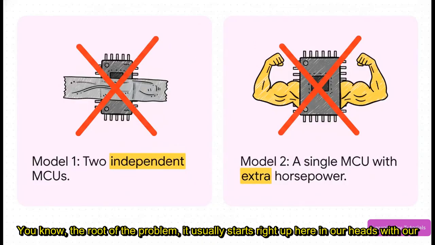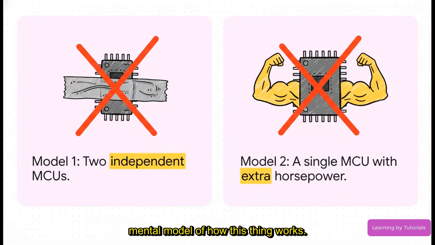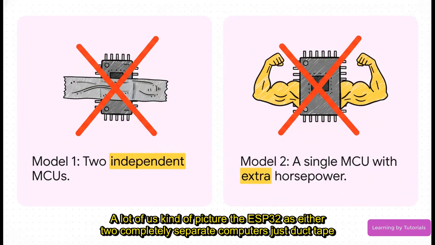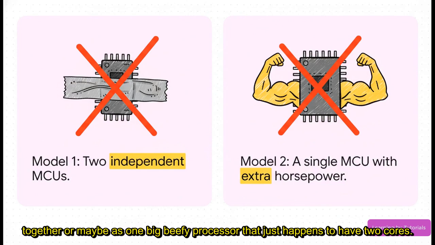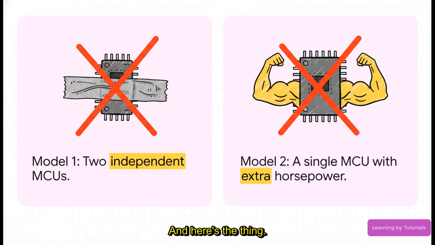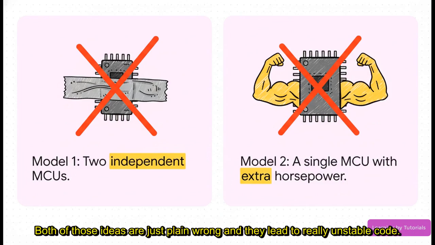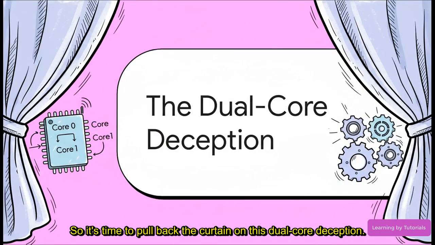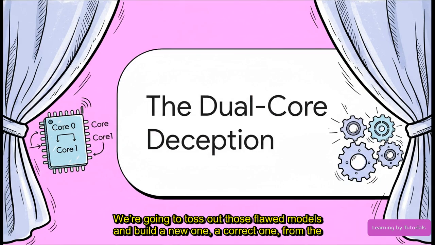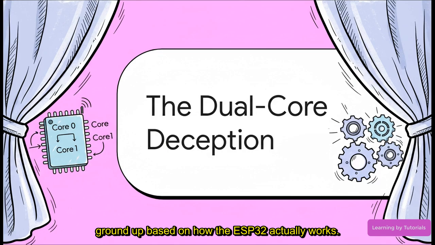The root of the problem usually starts right up here, in our heads, with our mental model of how this thing works. A lot of us kind of picture the ESP32 as either two completely separate computers just duct taped together, or maybe as one big beefy processor that just happens to have two cores. And here's the thing, both of those ideas are just plain wrong, and they lead to really unstable code. So it's time to pull back the curtain on this dual-core deception. We're going to toss out those flawed models and build a new one, a correct one, from the ground up, based on how the ESP32 actually works.